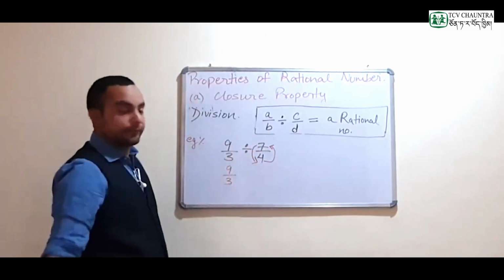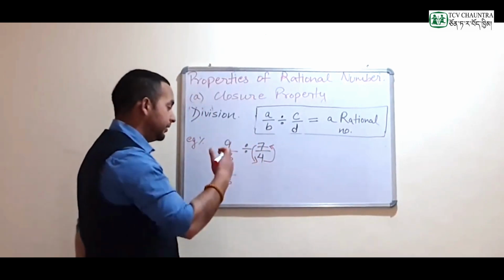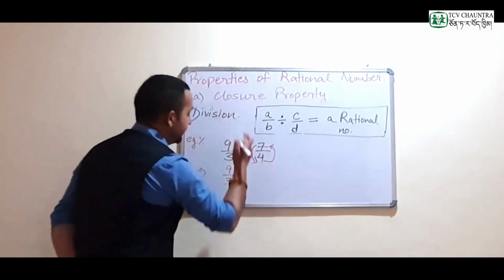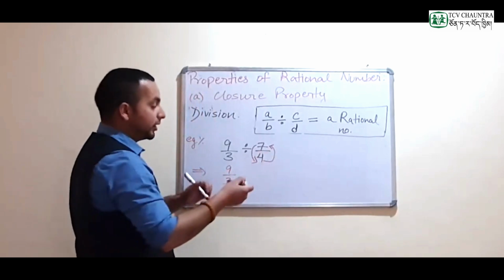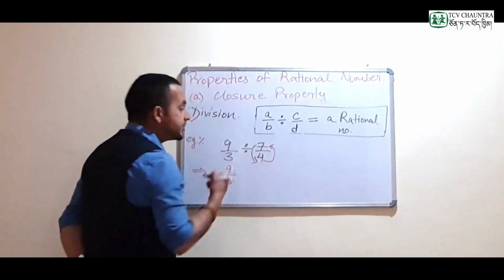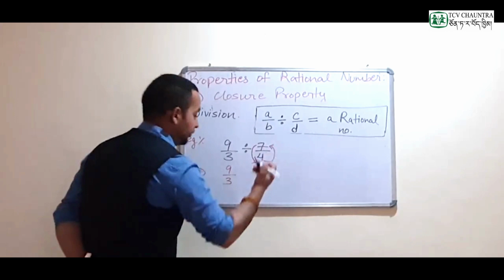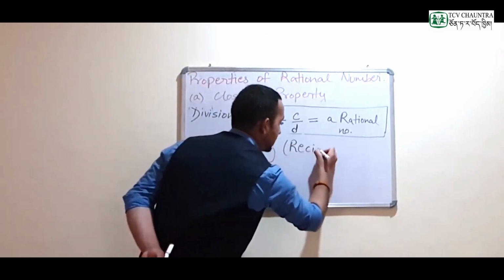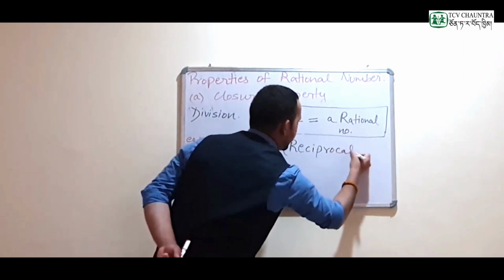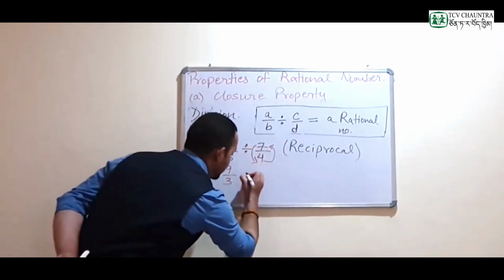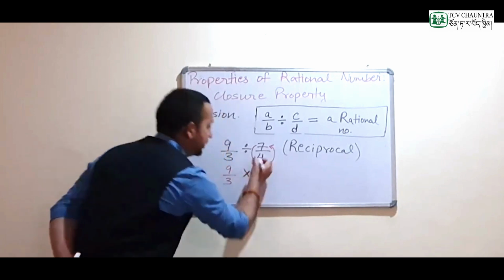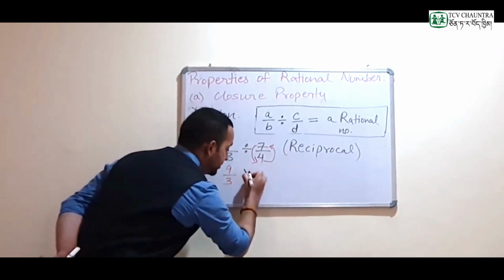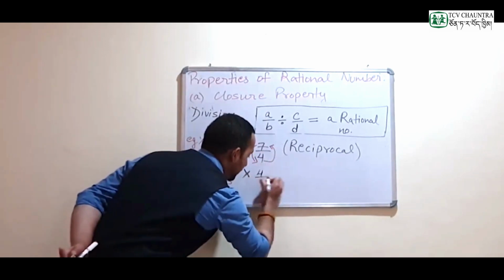So 9 upon 3 is a fraction and it is again a rational number. We will copy it as it is in case of division, and we are going to take the reciprocal of 7 upon 4. When we take the reciprocal of the fraction 7 upon 4, our operation will be changed and it will become 4 upon 7.